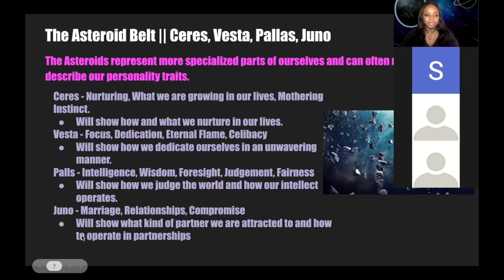Juno, which is marriage, relationships, and compromise. Juno is relatable to Hera, which was the wife of Zeus, and will show what kind of partner we are attracted to and how to operate in partnerships. So, Juno will often represent how we compromise with our partner, what kind of partner we need, and how we deal with partnerships. Like, say, for instance, you have Juno in Libra. Maybe you really love spending time with your partner, you really dedicate a lot of time and a lot of energy to being with them, and your partnership is really loving and maybe focused more on the Venusian side of life.